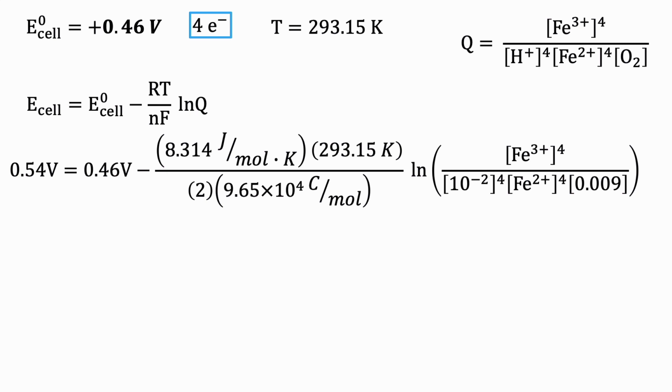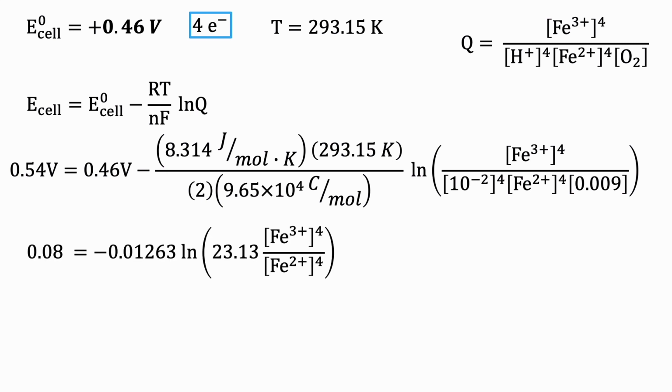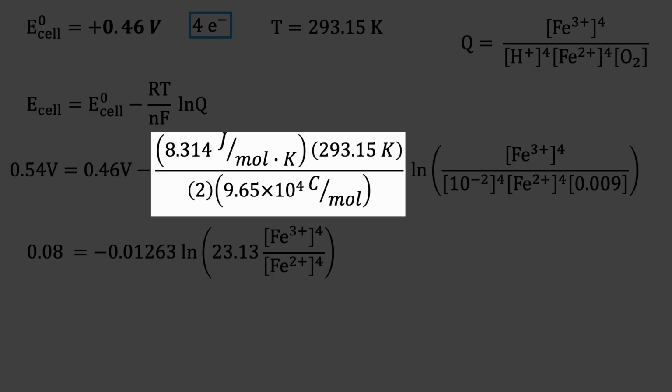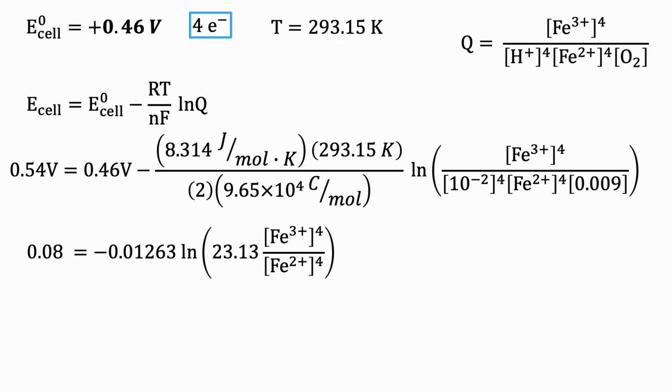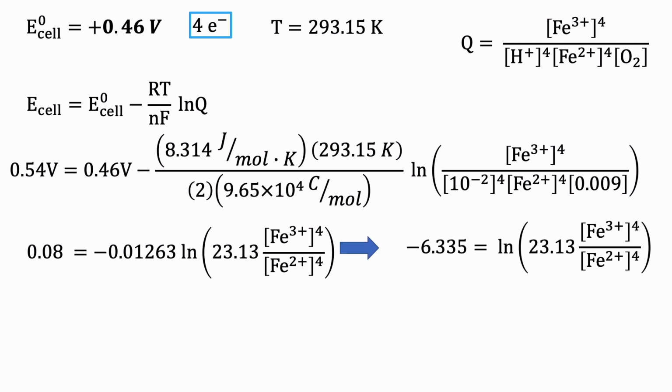Let's simplify this as much as possible. I have subtracted 0.46 from both sides. I've simplified the mess that is this big fraction over here next to the natural log. And then I simplified as much as possible the concentrations within those parentheses. Now let's simplify it further. We'll divide through by negative 0.01263. And we get negative 6.335 equals the natural log of our concentration mess.